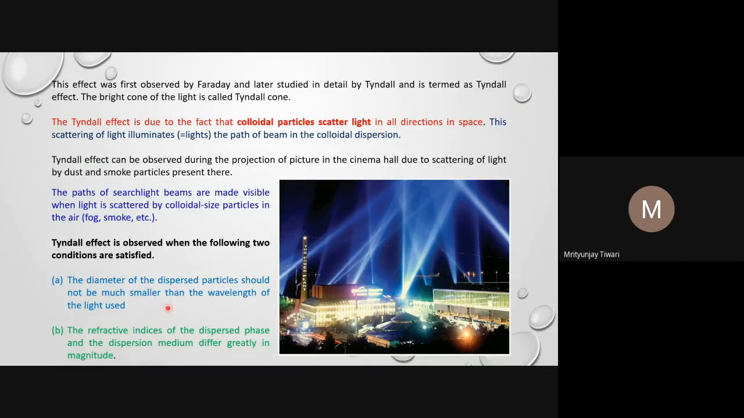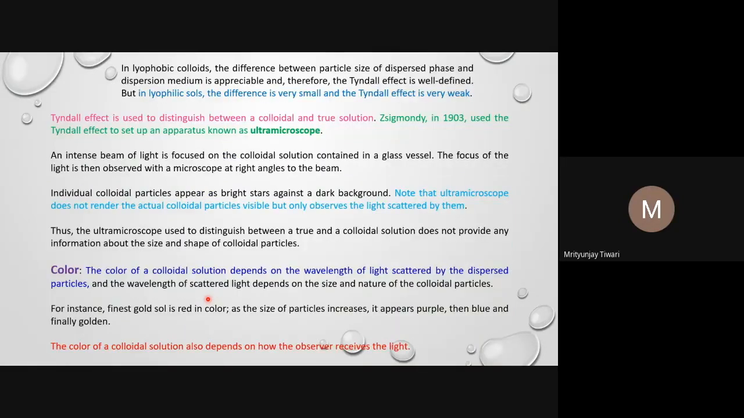The two important conditions that should be satisfied for the Tyndall effect are: the diameter of the dispersed particle should not be much smaller than the wavelength of the light source or the light beam that is used. And another thing is the refractive indices of the dispersed phase and the dispersion medium should differ largely, so the difference in the refractive index should be large. Then one can see, with the denser and rarer medium, this kind of thing. If there is a clear difference, then only we can see the Tyndall effect.